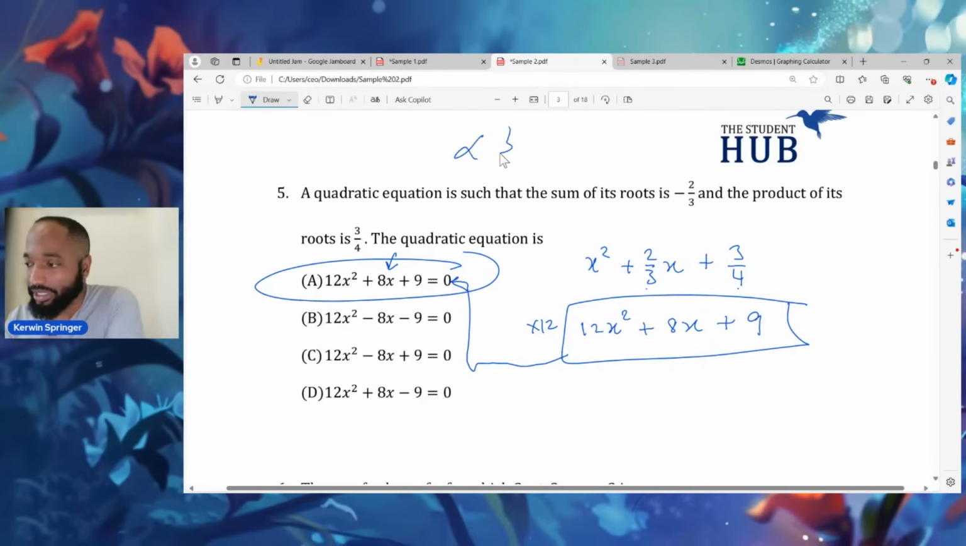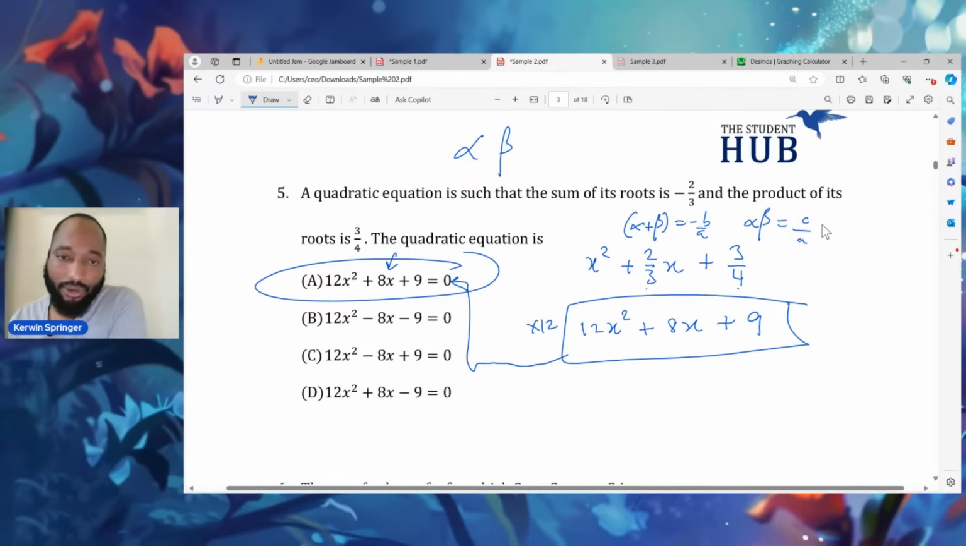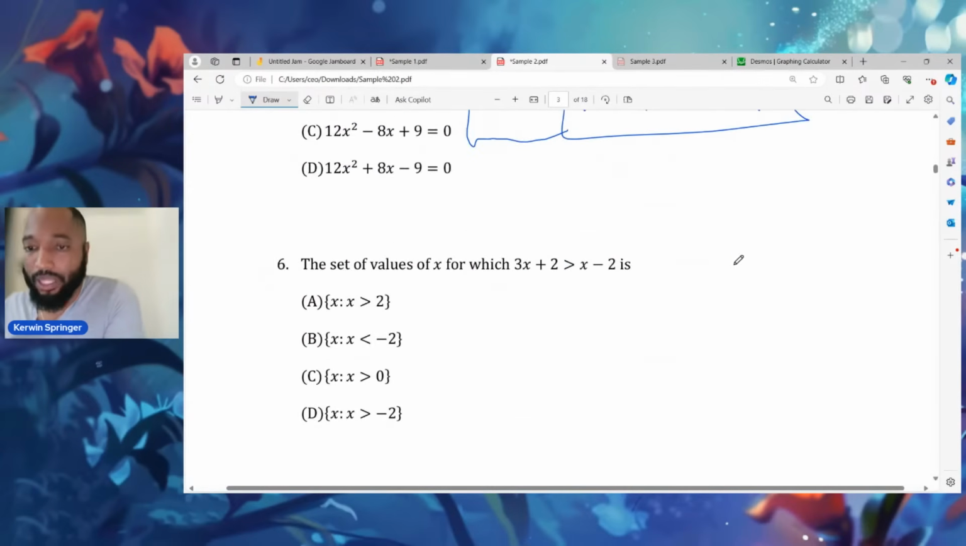This is the alpha beta thing. You have to know the theory to understand what I just did here. The sum of the roots is equal to negative b over a, and the product of the roots is equal to c over a, if a is not 1. And this is add maths.